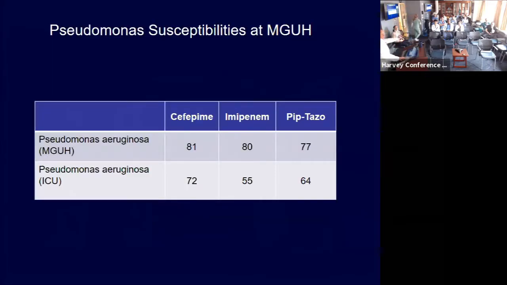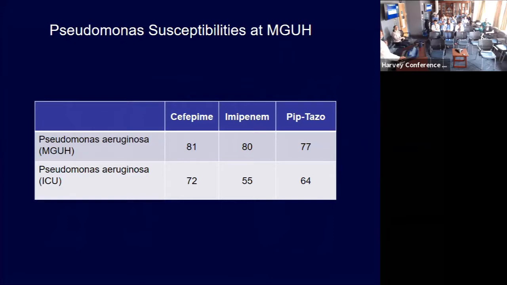So what I wanted to throw up here for you is, how resistant is our Pseudomonas here at Georgetown? This is probably from last year, or maybe from 2018 to 2019, because I think our 2019 to 2020 never got published. If you look at the susceptibility to some of the more common anti-pseudomonal agents, our workhorses for Pseudomonas are cefepime, piptazo, and our carbapenems, meropenem.